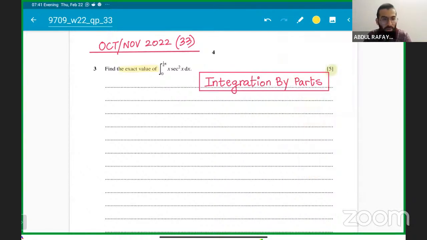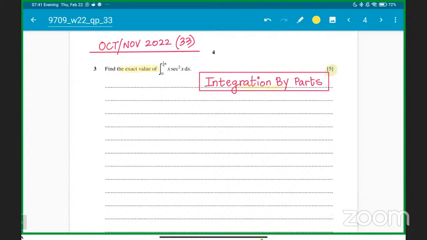Can I get a response? Can you guys hear me? Following everyone, right? Yes, sir. So this is basically integration by parts.